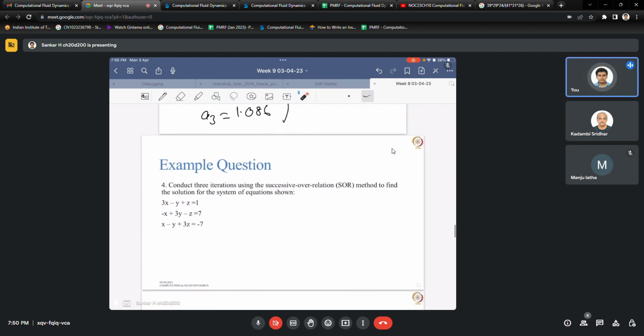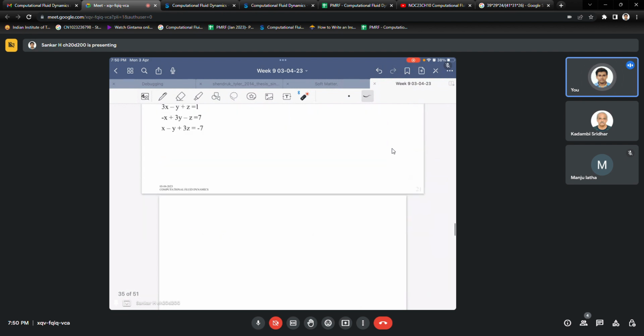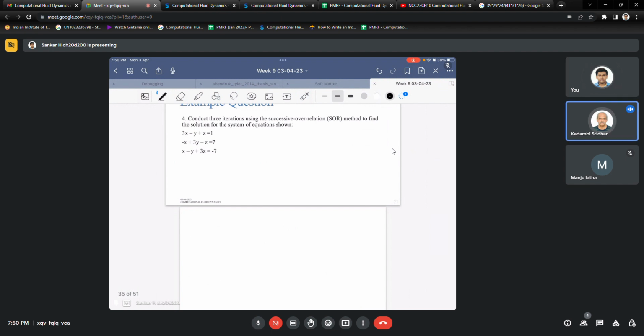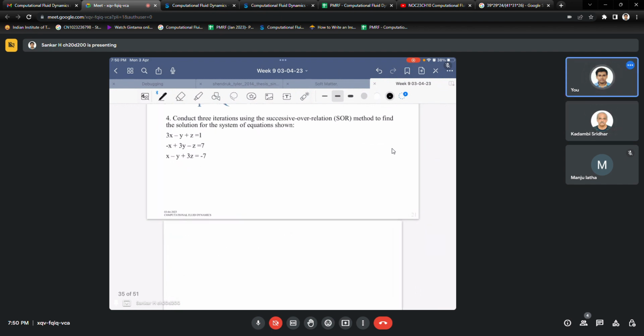We'll do one more question since we have around 10 minutes. I may not even be able to finish, but we'll see if we are able to find the values. We are supposed to use the successive over-relaxation method to find the solution of this set of equations: 3x minus y plus z equal to 1, minus x plus 3y minus z equal to 7, and x minus y plus 3z equal to minus 7.